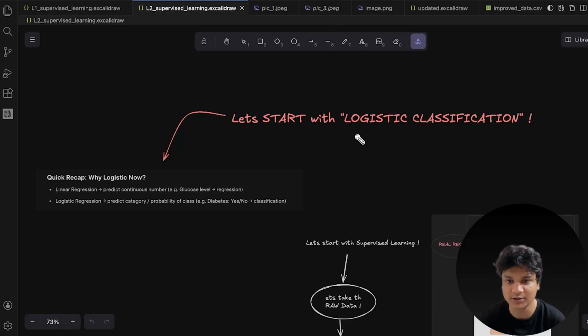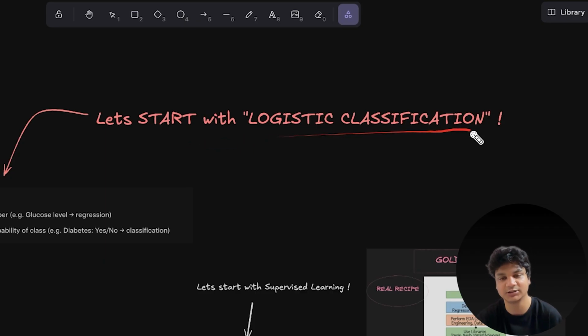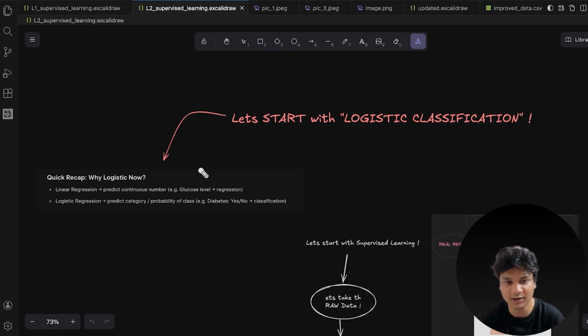So today we are supposed to understand another algorithm, which is logistic classification under supervised learning. Okay, just a quick recap.